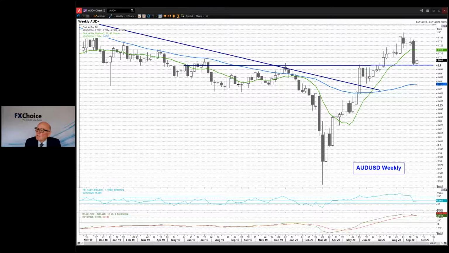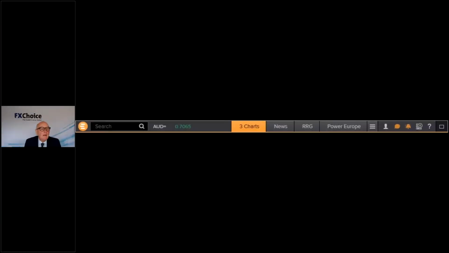And so I think that these levels, having been old resistance, now becoming support, are going to be sufficient. And I would expect that during this week, the fall will come to rest close to this level here. So we won't extend much further.